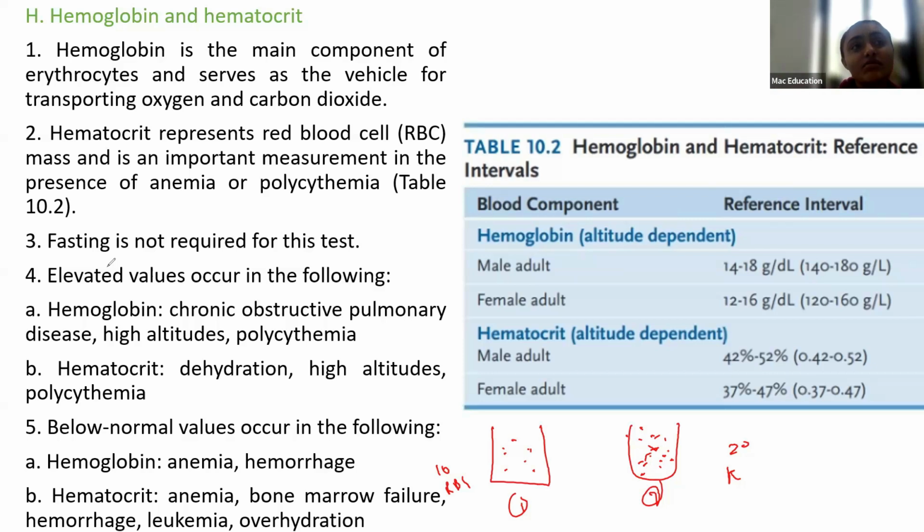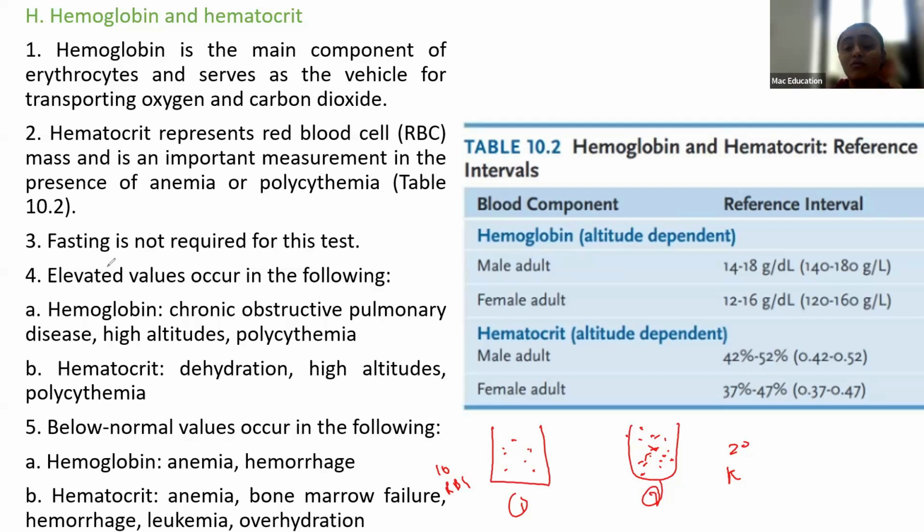Leukemia. Why leukemia? Leukemia means a lack of mature WBCs, but there are lots of immature WBCs in the bone marrow, which inhibit the production of healthy platelets and RBCs. So in these conditions, hematocrit will decrease.